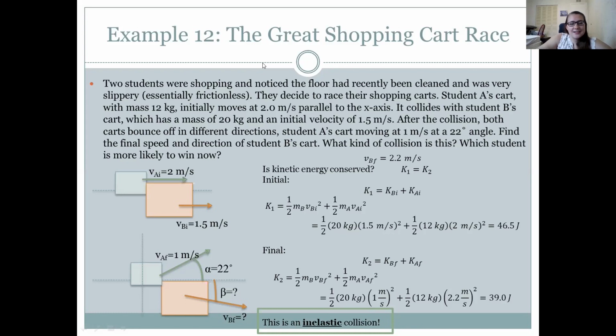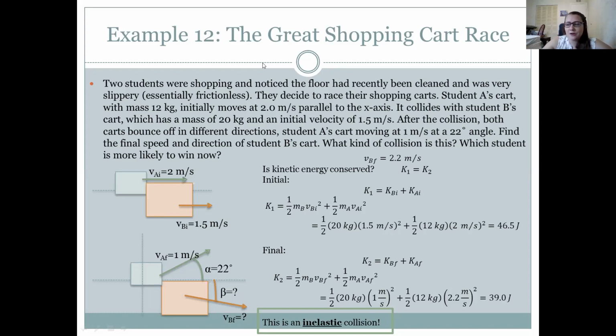I would say that student B is probably more likely to win because student B has a greater final velocity and is still moving more in the direction that they wanted to. And so really all student A did was help student B win, in my opinion, because student A was moving faster at the beginning before this collision, 2 meters per second compared to 1.5. So, depending on how far away the starting line was, and that could be a whole different problem.